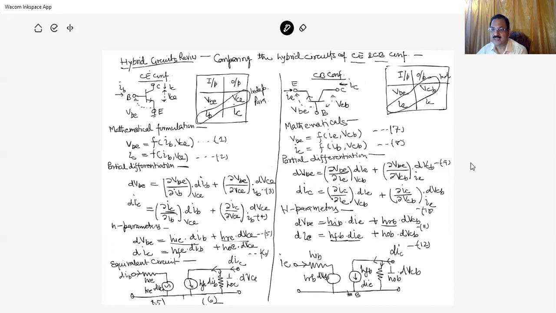The equivalent circuit in this case is the common base equivalent circuit. So these two were a comparative and quick consideration of this part. Now we can move to another part.